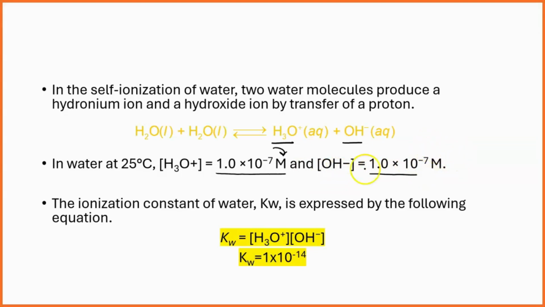They're the same value. So when we multiply them together, we get something called Kw, which is the ionization constant of water. It's the hydronium times the hydroxide, and it always equals 1 times 10 to the negative 14.